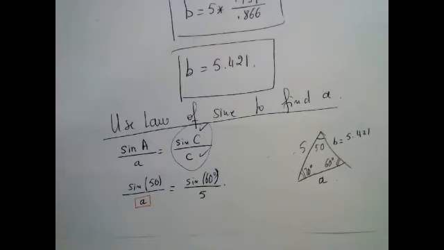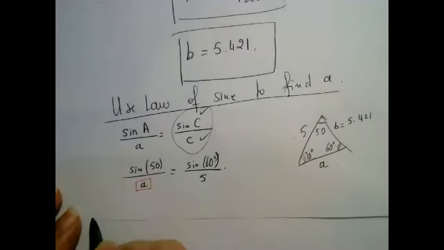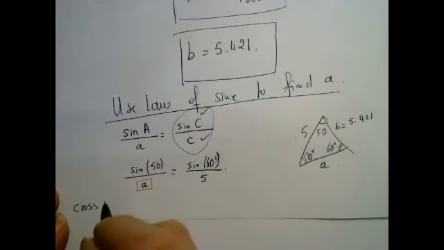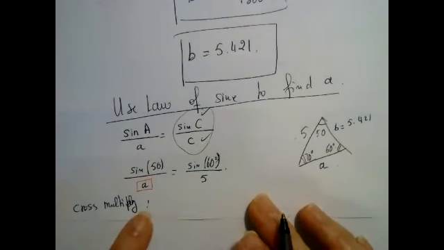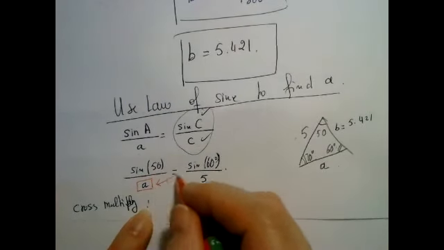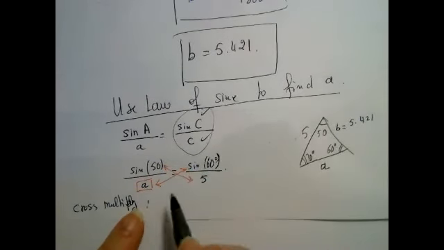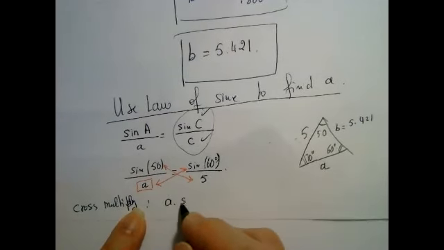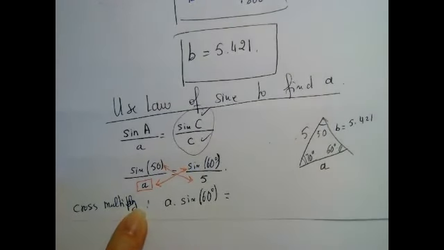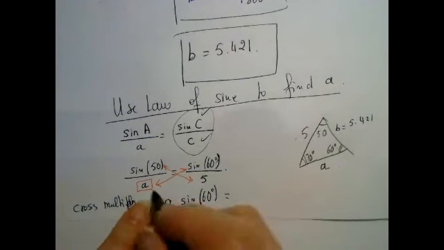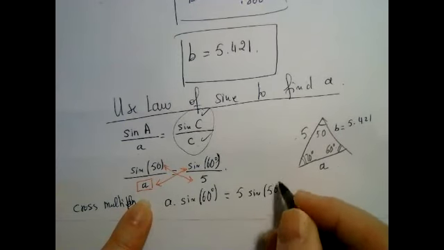Okay, and then Jaden, help us. What would we do after that? A is my unknown. How are we going to solve for A? Would you cross multiply? Yeah, because it's much easier. Cross multiply. And what do we get when you cross multiply? I don't want the formula, I want what you get. You get A times the sine of 60 equal to 5 times the sine of 50.